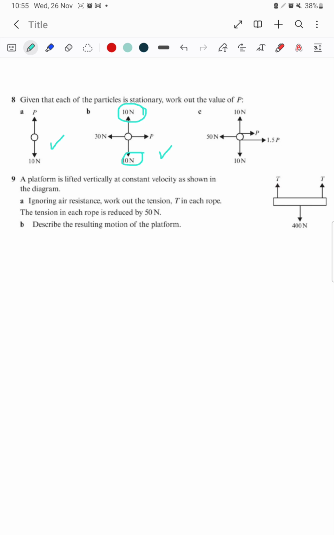We know that the forces are balanced because it's written constant velocity. Constant velocity means there is no acceleration. No acceleration means no resultant force, because force is equal to mass times acceleration. So T plus T, that is 2T, must be equal to 400 newtons. So T will be equal to 200 newtons.